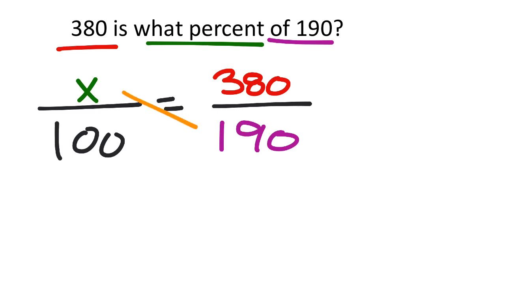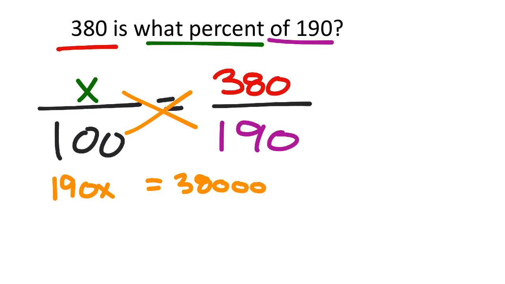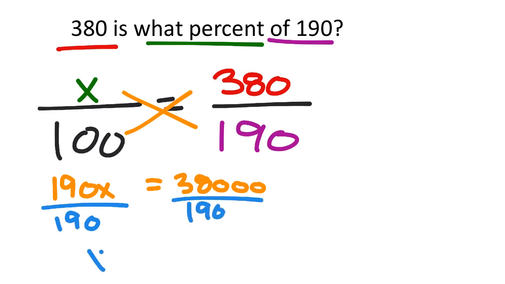So cross multiplication, right? x times 190, we'll just make that 190x. And this should equal 100 times 380, which would be 38,000. Well, to solve this one, I want the coefficient of x to be 1, so I'll divide both sides by 190. And 38,000 divided by 190, we'll go to the calculator. Even though I know some of you could do that in your head, and that's okay. So 38,000 divided by 190 equals 200.